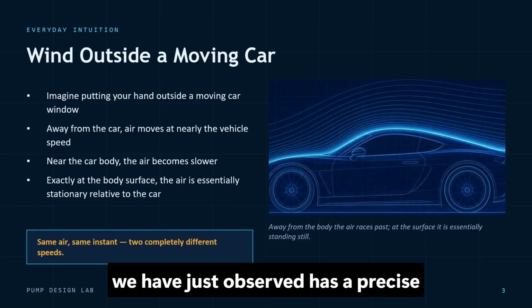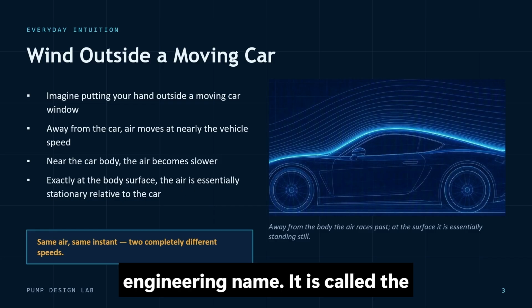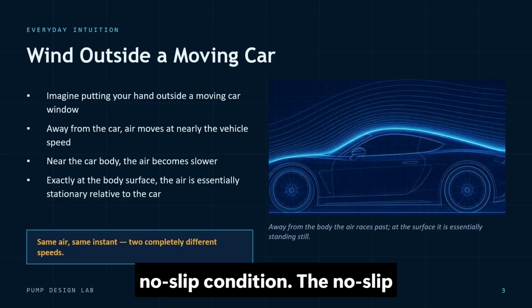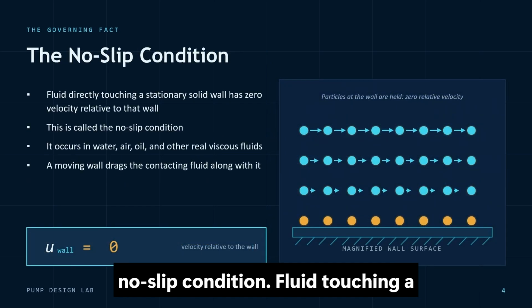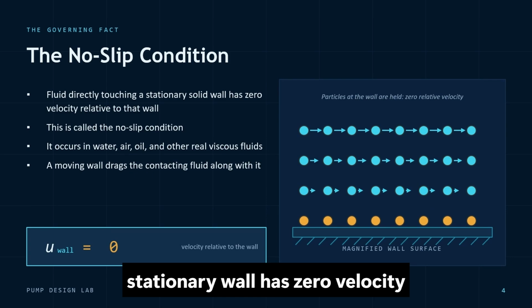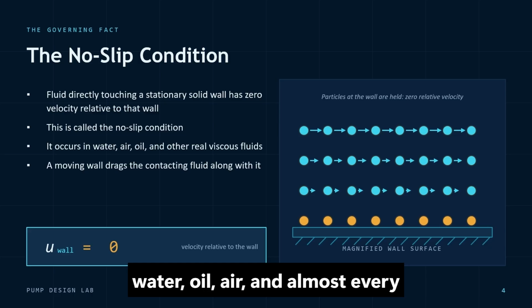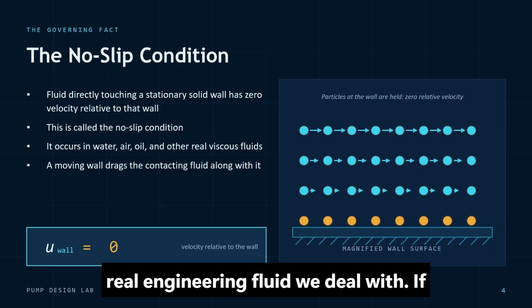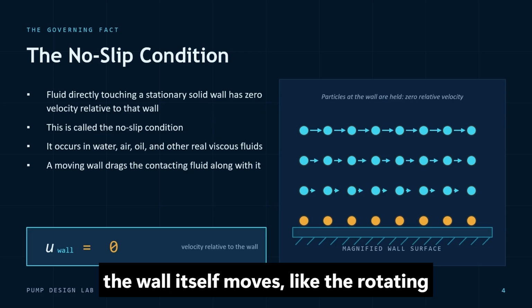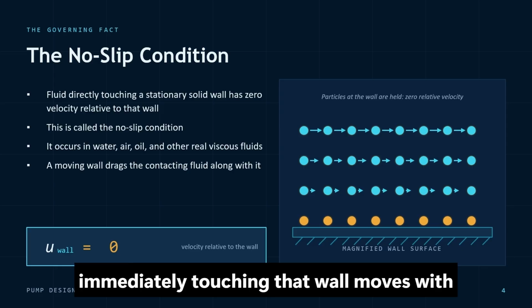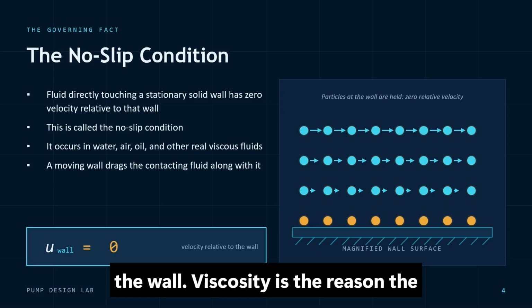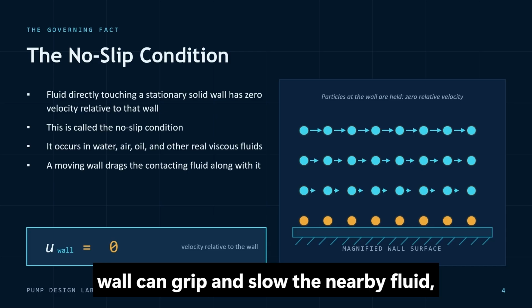What we have just observed has a precise engineering name. It is called the no-slip condition. Fluid touching a stationary wall has zero velocity relative to that wall. It applies to water, oil, air, and almost every real engineering fluid we deal with. If the wall itself moves, like the rotating surface of an impeller, the fluid immediately touching that wall moves with the wall. Viscosity is the reason the wall can grip and slow the nearby fluid.